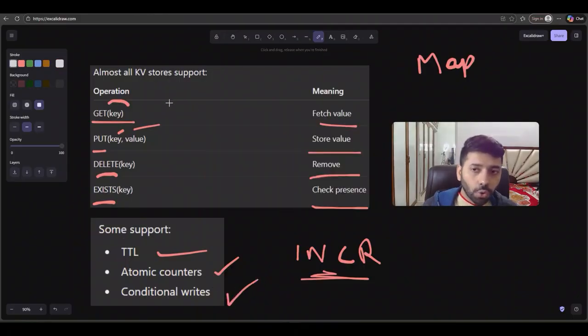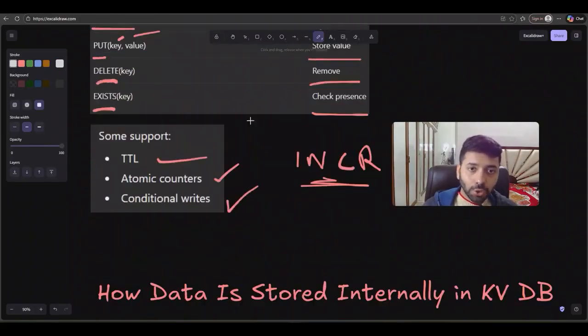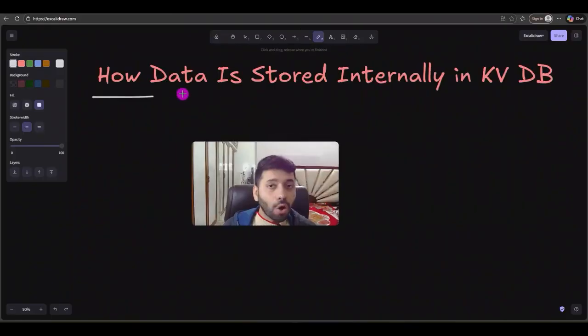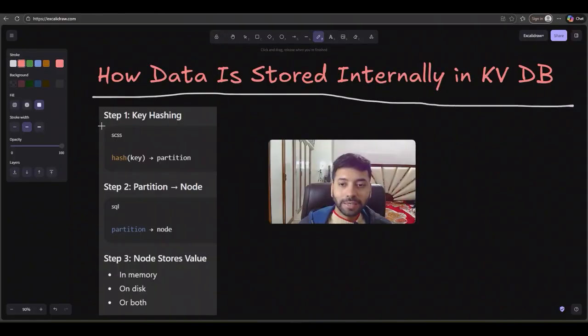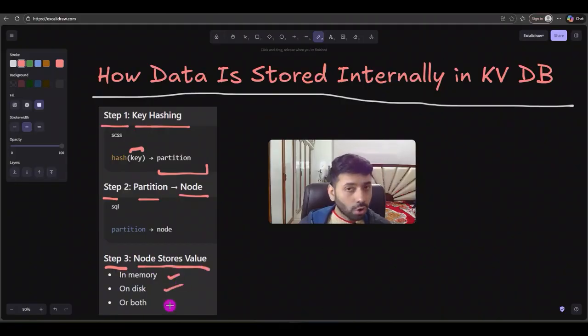All right, so now we know how a key value database stores the data. The next question that comes to mind is how data is stored internally in a key value NoSQL database. Step one is key hashing. Based on the key that you provide, it will find the partition using hashing. Step two, from the partition you get the node, and step three, the value is stored in the node, which can be in memory, on disk, or on both.